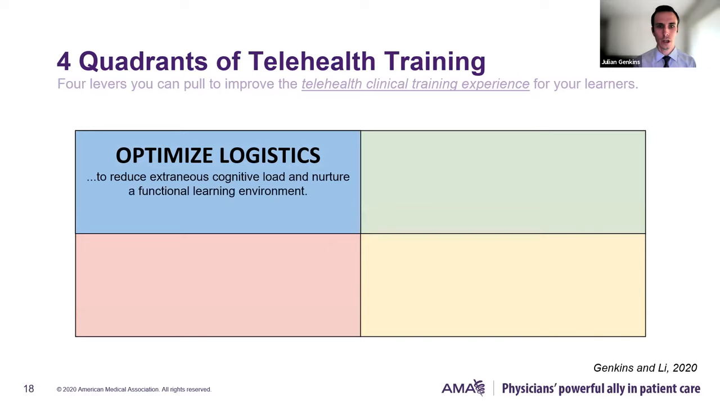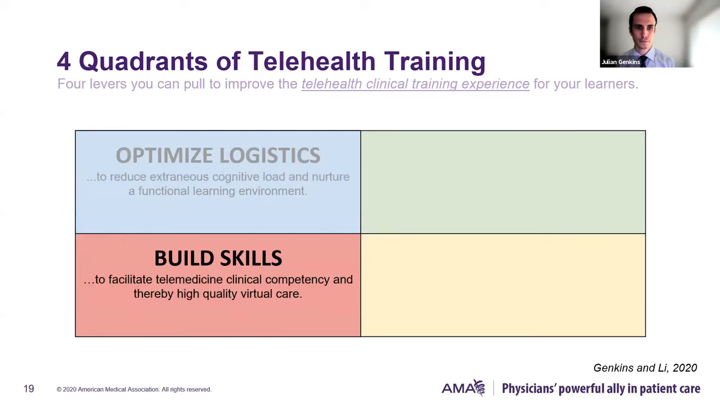Next slide. So the first one, optimize logistics. This is to focus on what can you do to really reduce the extraneous cognitive load and create this nurturing functional learning environment. What that means functionally is how can you minimize all of those things, the hardware, the internet connections, expectations, all of the framework and scaffolding that your virtual clinical encounter is built on top of, that you don't really need the learners to be engaging with. You want it to be streamlined. You want them to jump into that virtual clinical encounter and be learning just like they're opening a door into an exam room. Next slide.